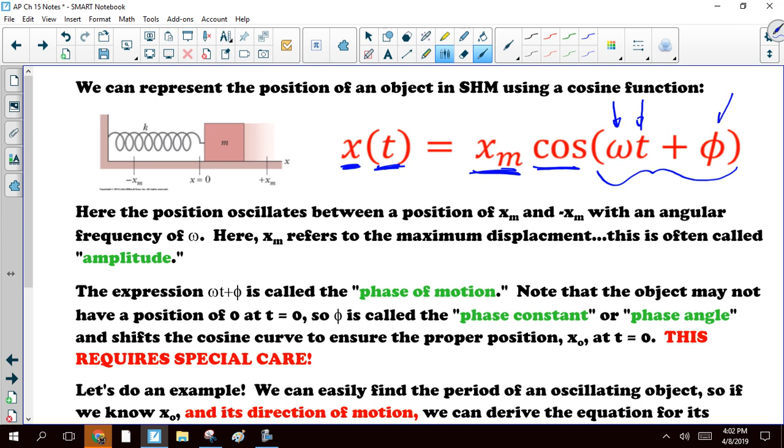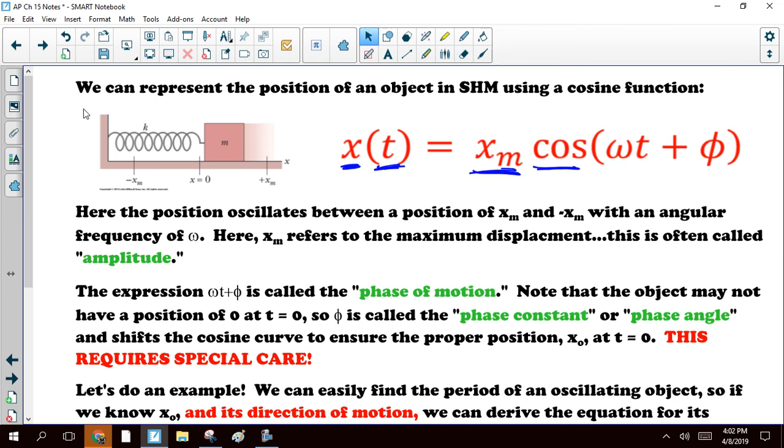And this phi is sort of a shift to the left or the right to indicate what your position is at time 0, right? Because look, if time is 0, here, suppose we didn't have this phase constant. Suppose we didn't have that phi in there. I'm going to say phi and phi, you're going to have to deal with it. All right, so suppose that wasn't there.